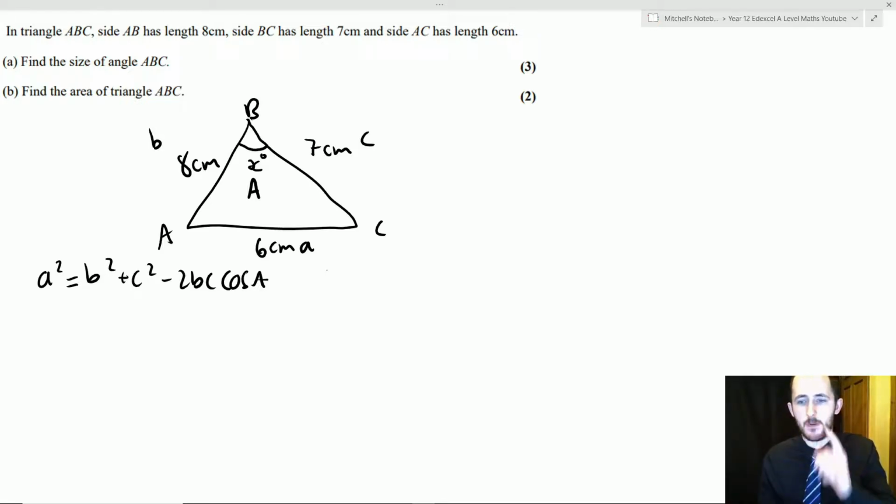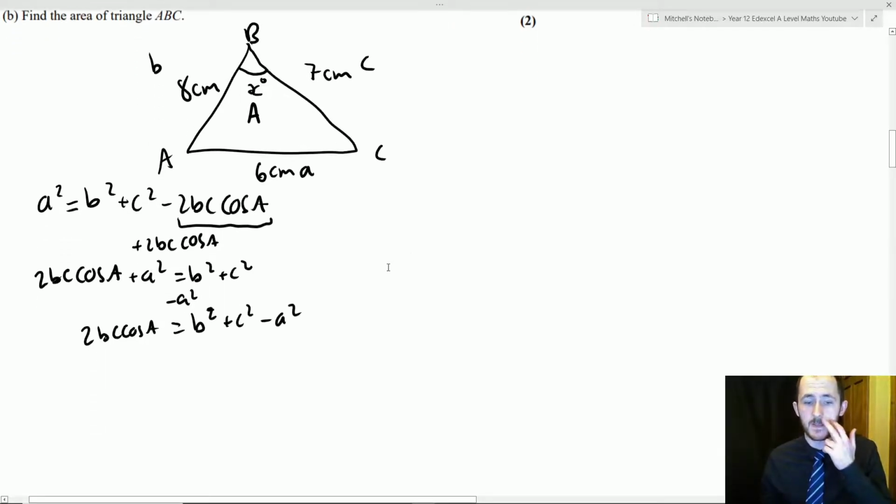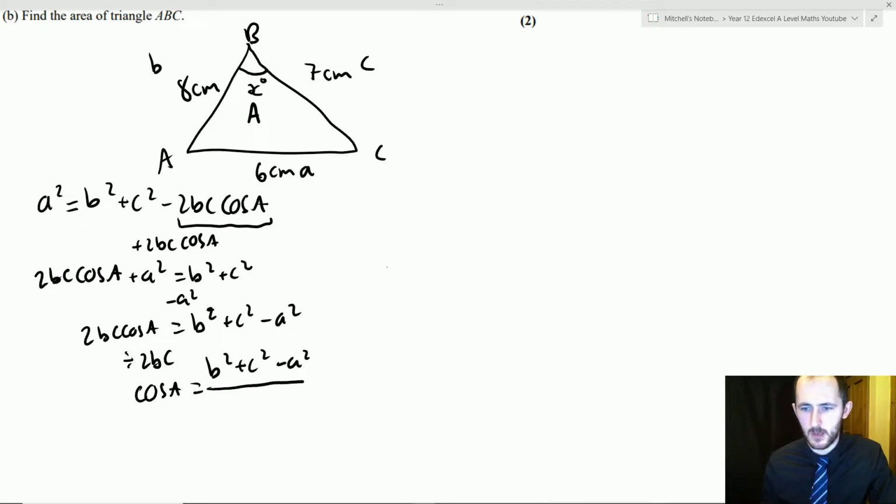Okay, so if I want to rearrange this equation for cos A, I would move it over to the other side. So I have 2bc cos A plus A squared equals B squared plus C squared. Subtract the A squared to move that over to the other side, and we get 2bc cos A equals B squared plus C squared minus A squared. And it does matter what you call A squared, but the other two, it doesn't actually matter. And then lastly, divide by 2bc, and we get cos A equals B squared plus C squared minus A squared over 2bc.